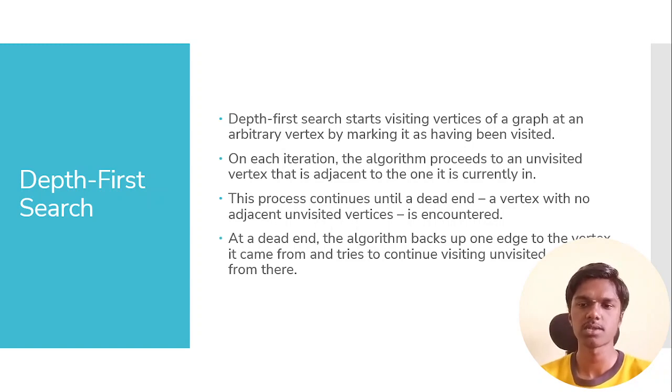Depth first search starts visiting vertices of a graph at an arbitrary vertex by marking it as having been visited. On each iteration, the algorithm proceeds to an unvisited vertex that is adjacent to the one it is currently in. This process continues until a dead end, a vertex with no adjacent unvisited vertices, is encountered. At a dead end, the algorithm backs up one edge to the vertex it came from and tries to continue visiting unvisited vertices from there.